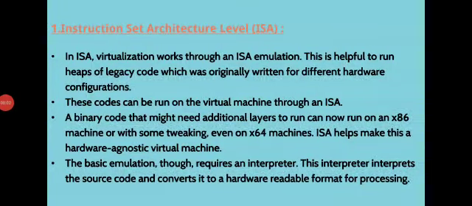Hello everyone. Continuation of our topic, that is, implementation levels of virtualization. We have five levels. In the previous video we discussed the five levels. Here we have to discuss them in a deep way. First one is the instruction set architecture level. The shortcut is ISA, instruction set architecture.